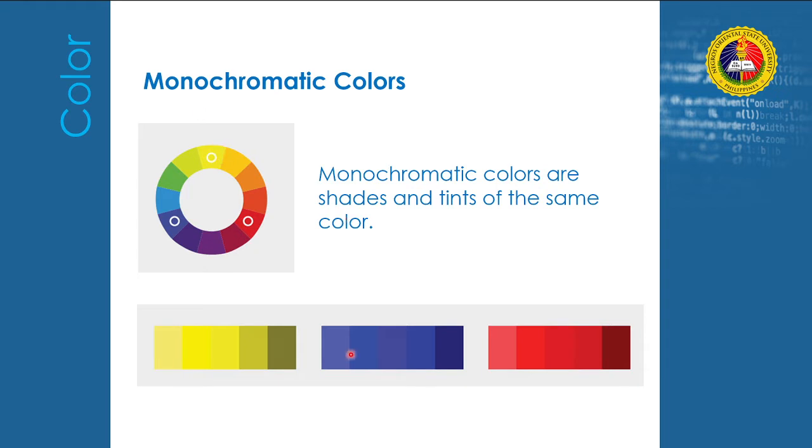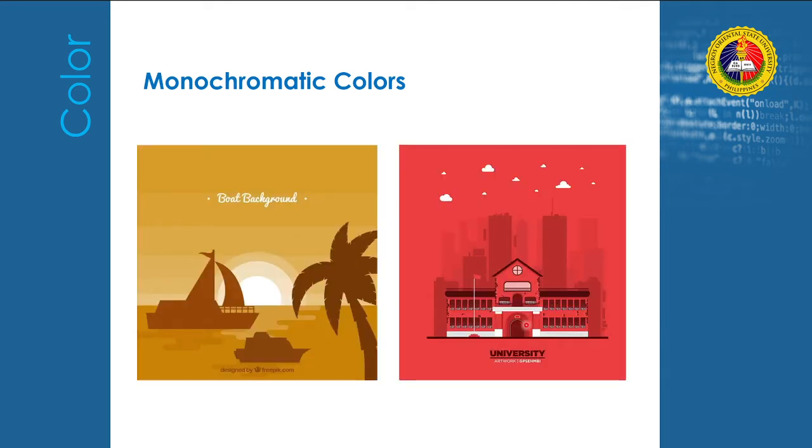Just like the second example, blue. So what are the monochromatic colors of blue? We have the light blue and then the dark blue. And then same goes with the red and the rest of the colors. So that is monochromatic colors. So here are some of the examples on how monochromatic colors are used for graphic design.